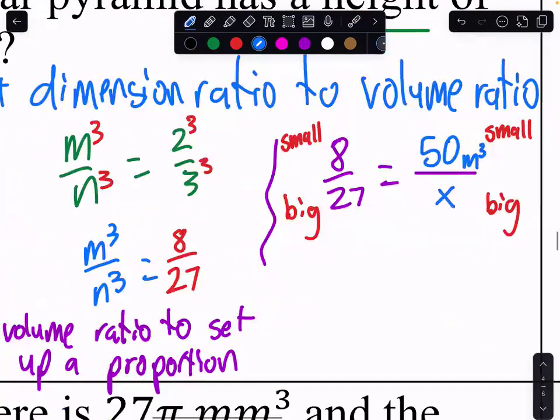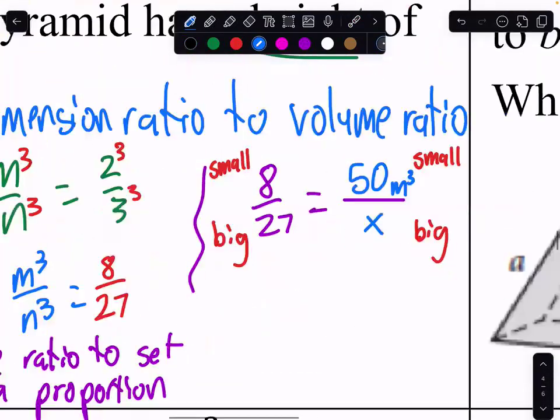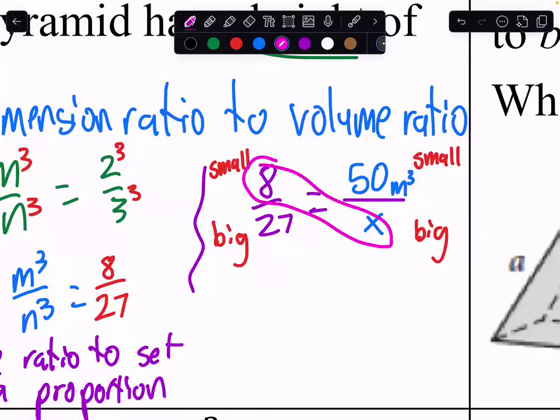Okay, so this is the proportion. You should only have one variable. To solve proportions, we can cross multiply. So on this diagonal, we have 8 times x, and you set that equal to the product of the other diagonal.